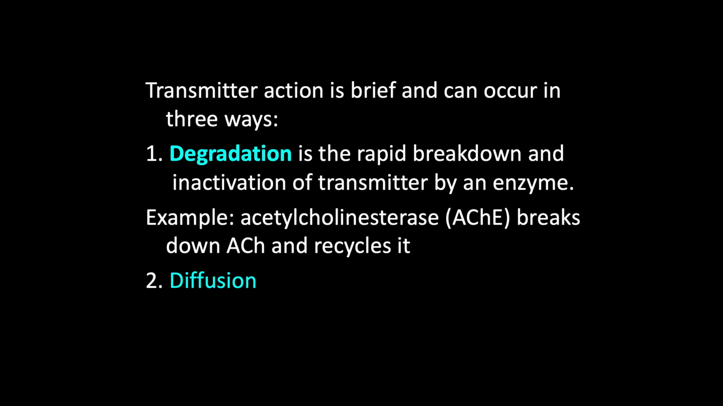Neurotransmitter action is typically brief and can be deactivated in one of three ways. One is degradation. This would occur by enzymes. One for dopamine would be the COMT. This would lead to the breakdown or enzymatic degradation of the neurotransmitter. Another example would be acetylcholinesterase, which breaks down acetylcholine in the neuromuscular junction and then recycles it.